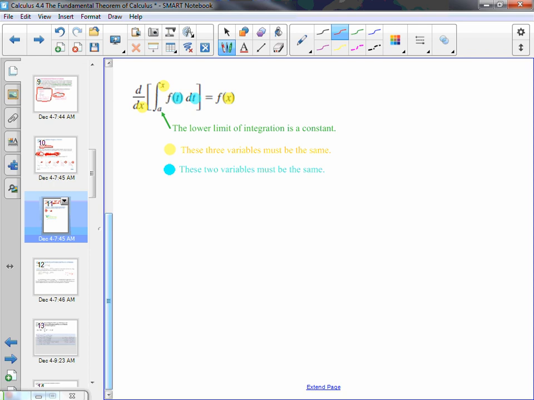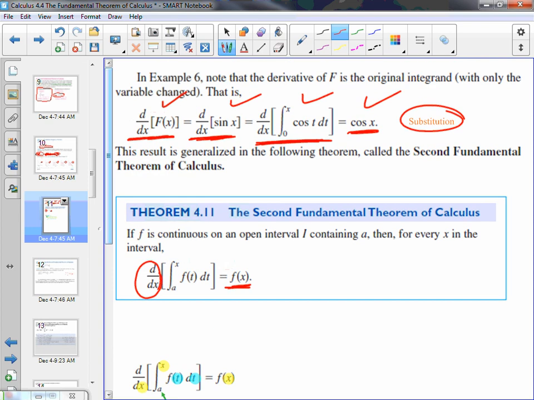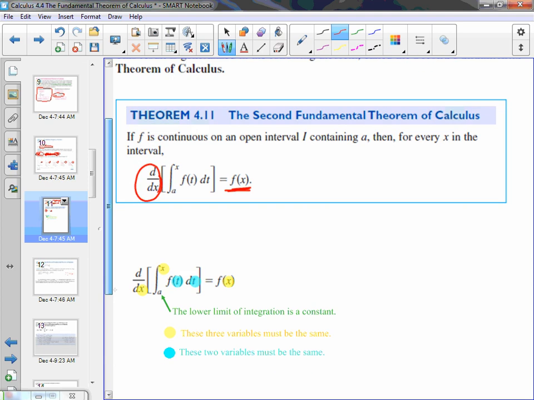So what we are saying is this, that the derivative of this function, this integral as a function of x, is the original integrand. The derivative of a function written as a definite integral is the original integrand. Doesn't that kind of make sense? Ignoring the x's and the t's for a minute, shouldn't the derivative of the integral be the function?